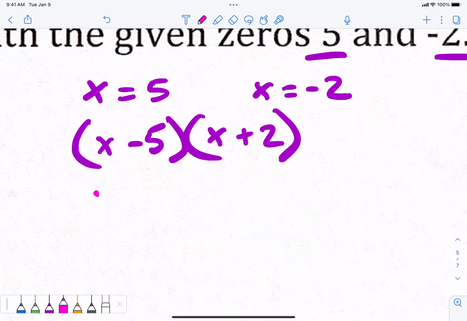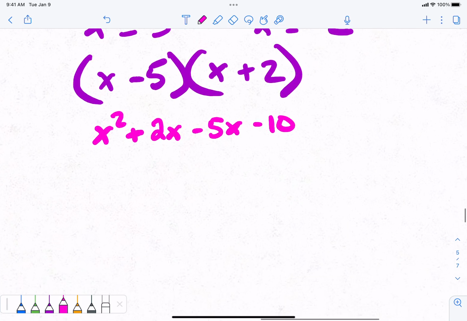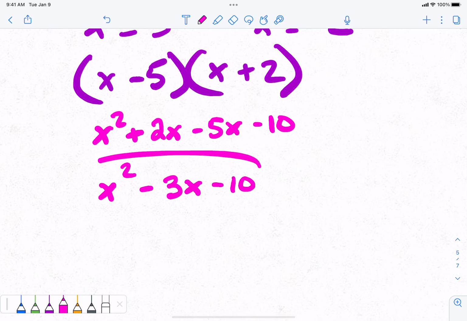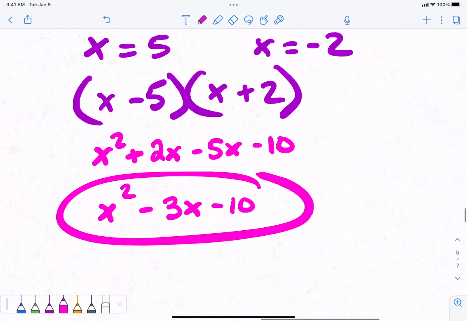Okay, x times x is x squared. Then I have plus 2x minus 5x minus 10, yeah? Almost done. Put the middle 2 pieces together and you get x squared minus 3x minus 10. And that is a polynomial that has 2 zeros that are 5 and negative 2. Happy with that? Yeah, those aren't too bad.